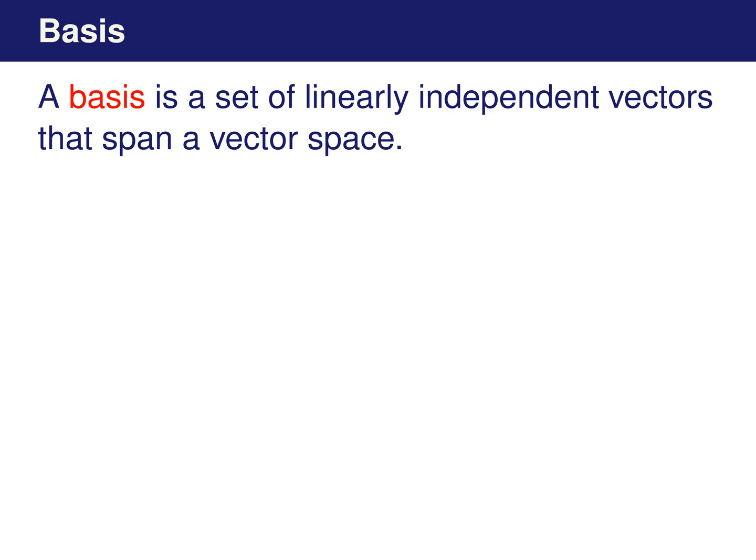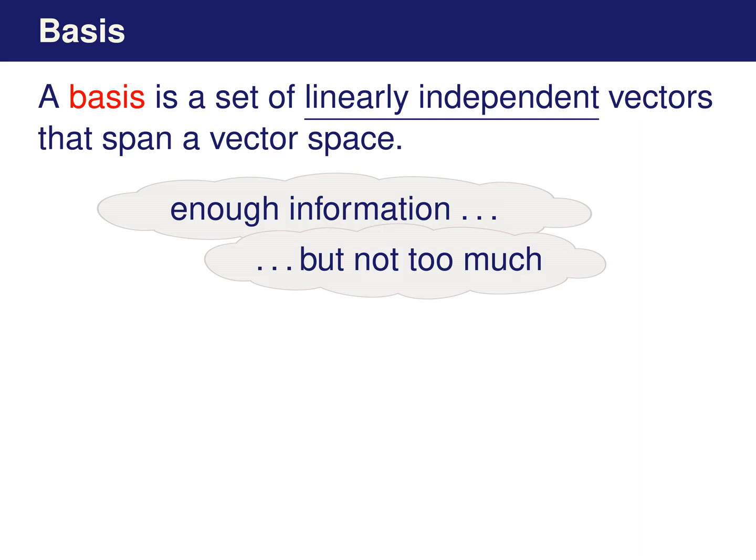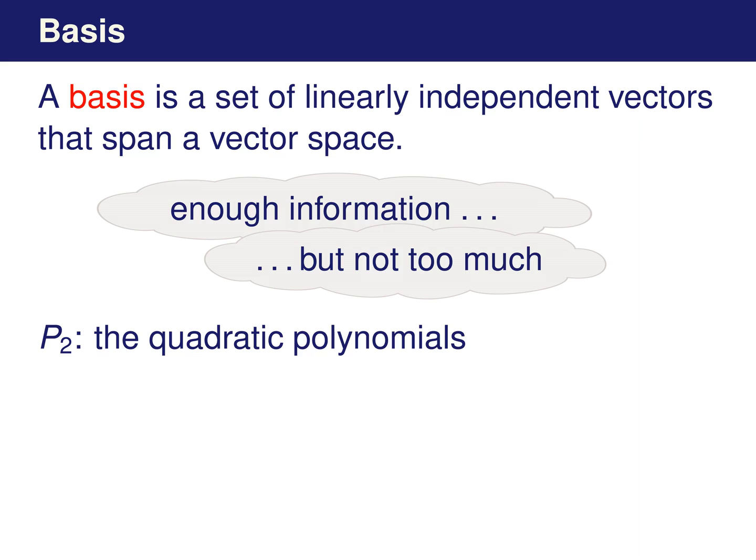A basis of a vector space V is a set of linearly independent vectors which spans V. This means that there is enough information to fully determine a vector space, but there are not so many vectors as to make any one of them redundant. One can say that a basis is the smallest set of vectors that can be used to represent a vector space. Consider the vector space P2 of quadratic polynomials. One basis is the set of monomials 1, x, and x squared. Another one is x plus 1, x squared, and 4. And yet another is x squared plus 2x, and x squared plus 2x plus 1.